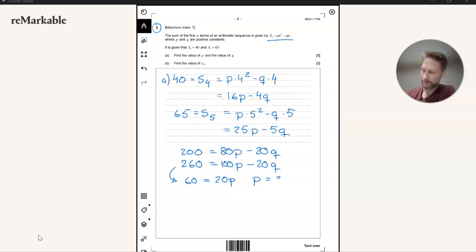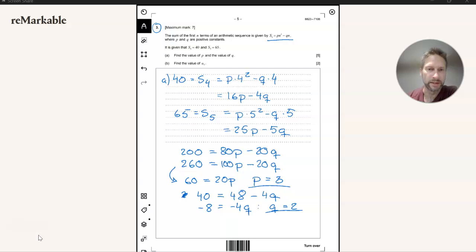And then, of course, we can just say that we can go to the first equation and say now 40 is still equal to 16 times P, which is now 30 plus 18, that's 48, minus 4 times Q. And then we get that minus 8 is equal to minus 4Q, so Q is 2.